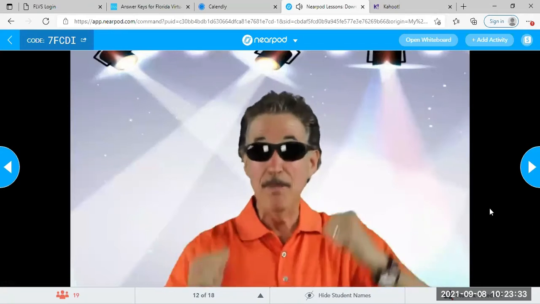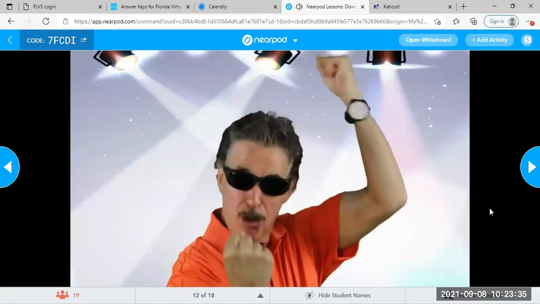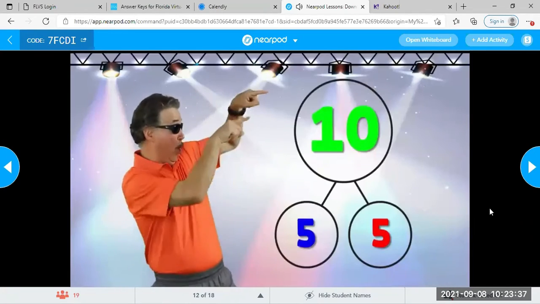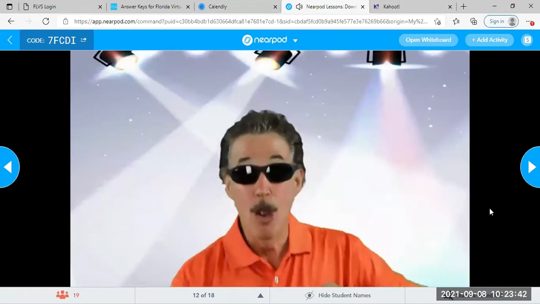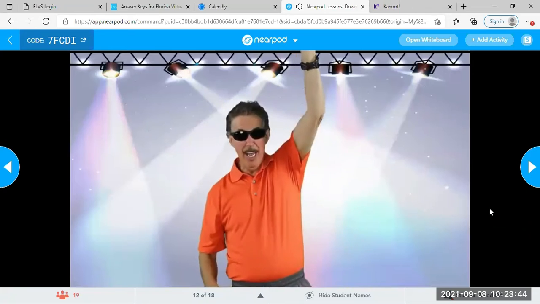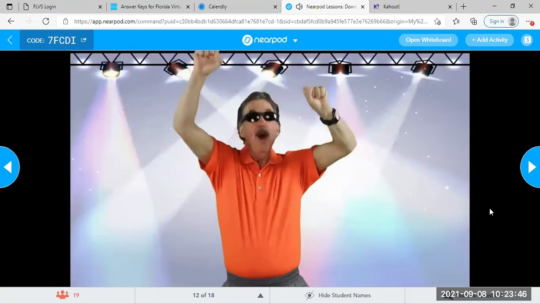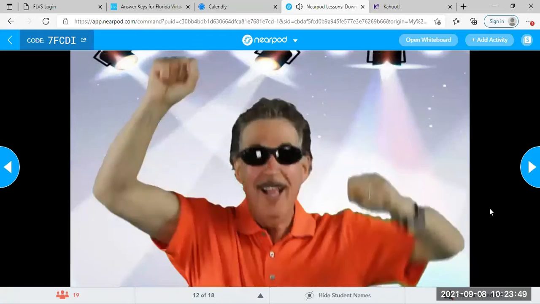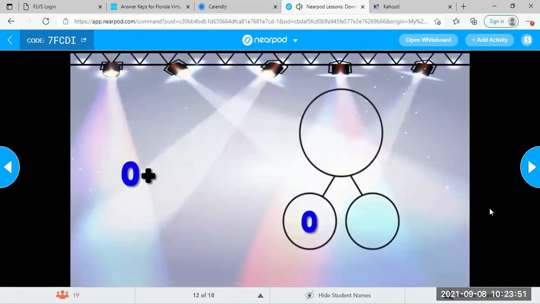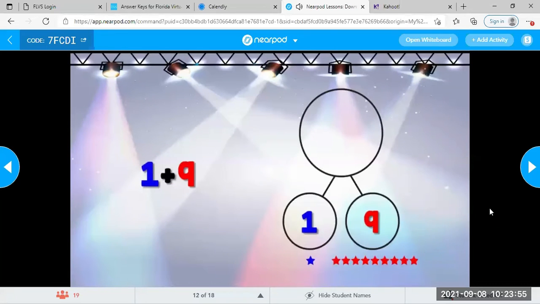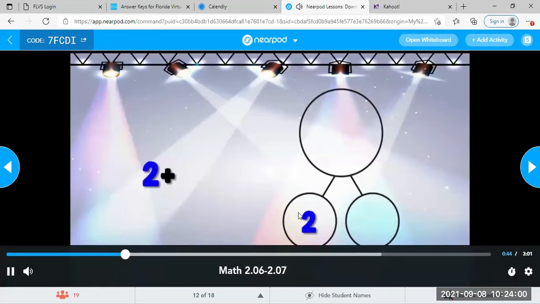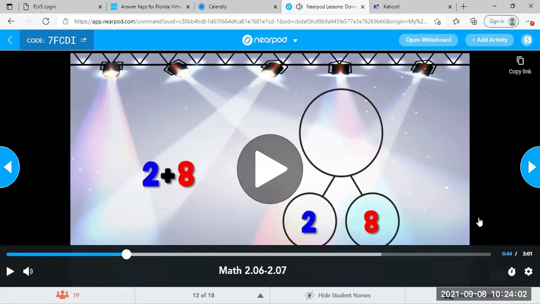I know my number bonds, they help my math stay strong. 2 parts make a whole, let's move and sing along. Right arm up for the 1 part, left arm up for the other part, both arms up for the whole. Let's go! 0 plus 10 makes 10. 1 plus 9 makes 10. 2 plus 8 makes... Oh, I'm going to stop there. What do you guys think it is? Anybody?